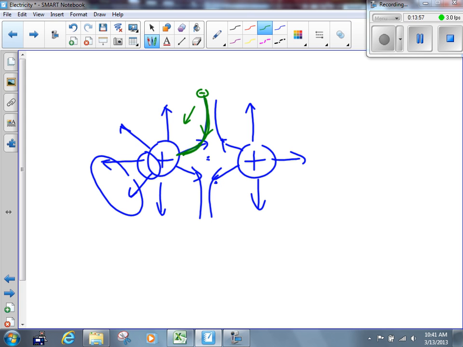Does that make sense? If I put a positive right here, where's it going to go? It's going to go out, right? But it's not going to go straight out. It's going to go along the field line. The charges follow the field lines, either with the field line or against the field line.